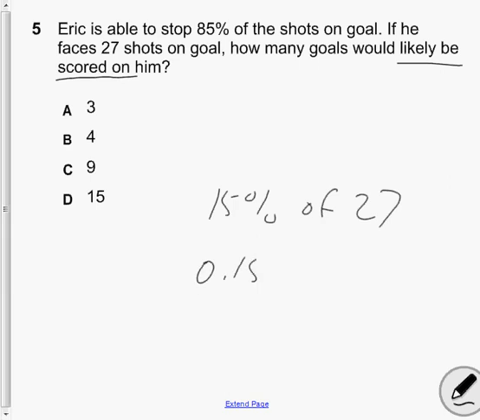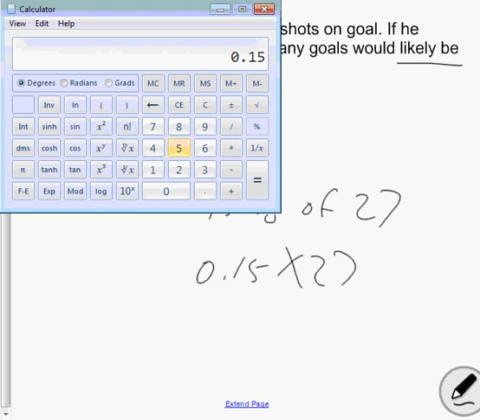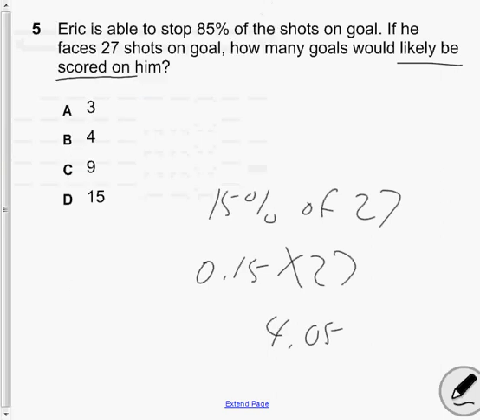So 15% of 27 is a simple computation. Take a calculator. 15% of 27 is 4.05, or approximately 4 goals would be scored on them.